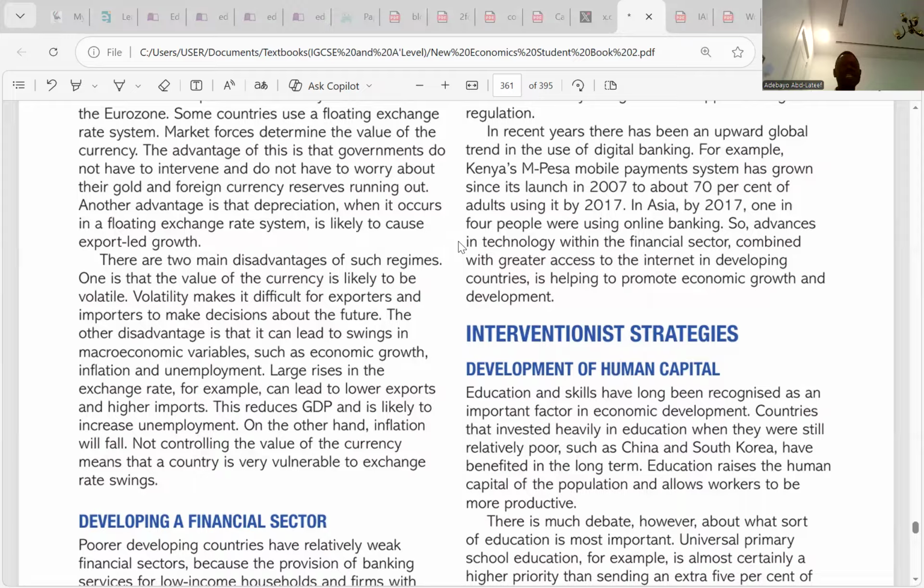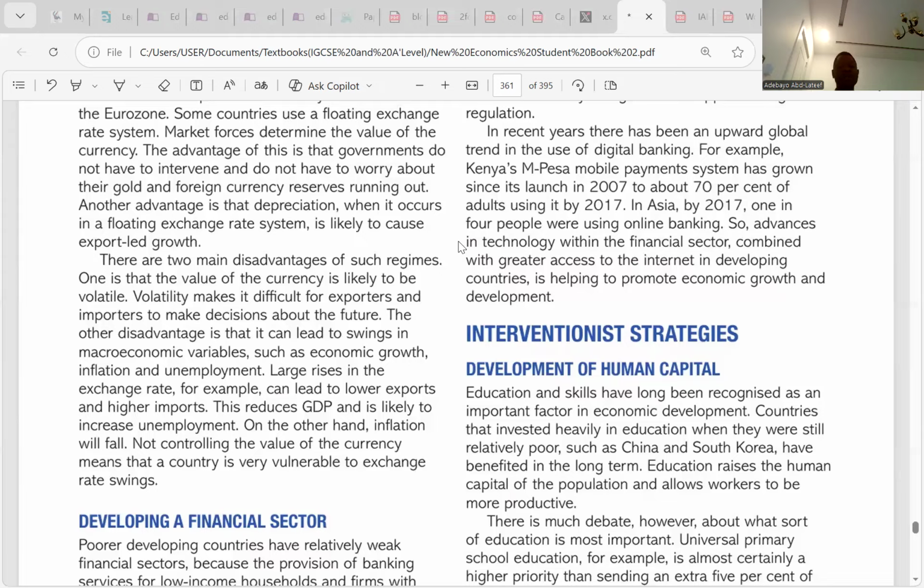The other disadvantage is that it can lead to swings in the macroeconomic variables, such as economic growth, inflation, and unemployment. Large rises in exchange rate, for example, can lead to lower exports and higher imports. This reduces GDP and is likely to increase unemployment. On the other hand, inflation would fall. Not controlling the value of the currency means that a country is very vulnerable to exchange rate swings.